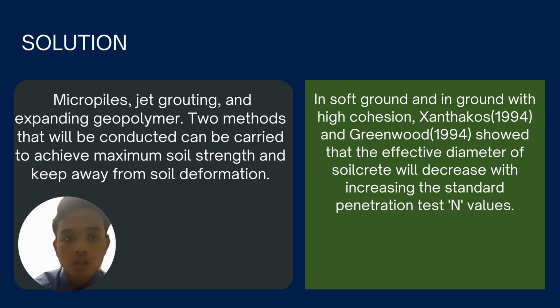The problem of deformation from excavation work comes with a solution of two methods, where we use micropiles and jet grouting, and also expanding geopolymer. These two methods will be carried out to achieve the maximum strength of the soil and keep the soil from deformation due to the excavation work. From Tomlinson and Greenwood 1998, it said that for ground with high cohesion, the effective diameter of soil creep will decrease with increasing standard penetration test values.